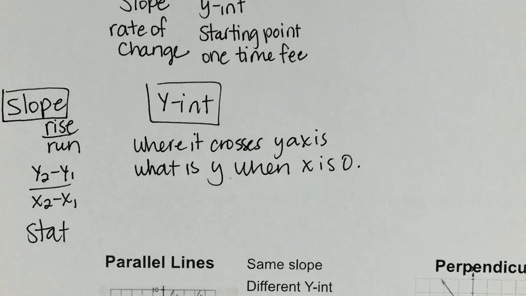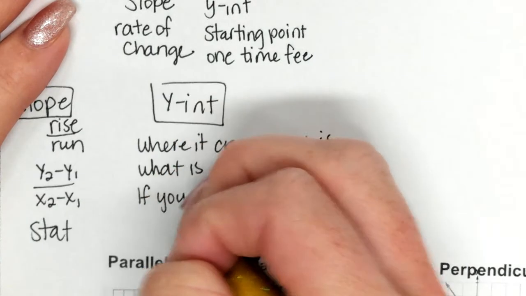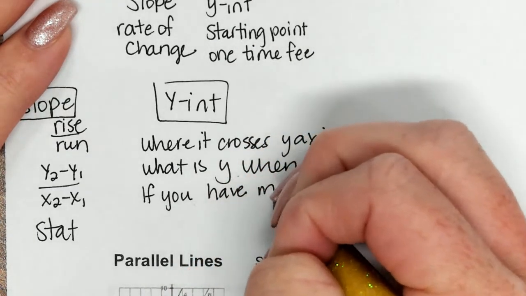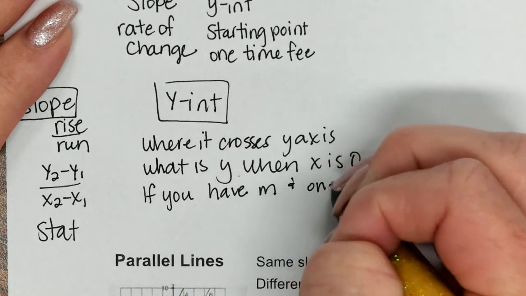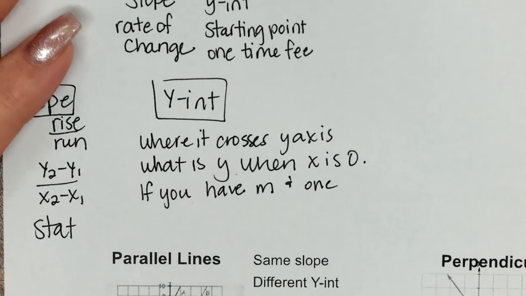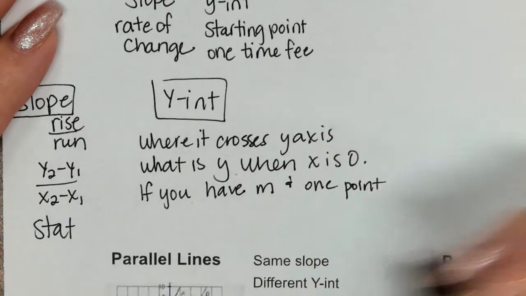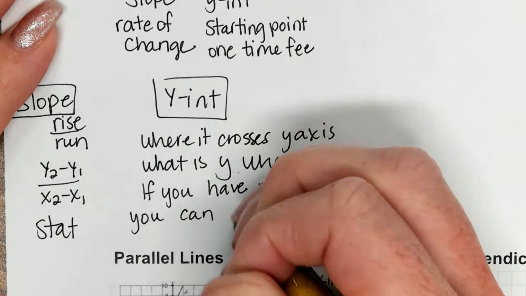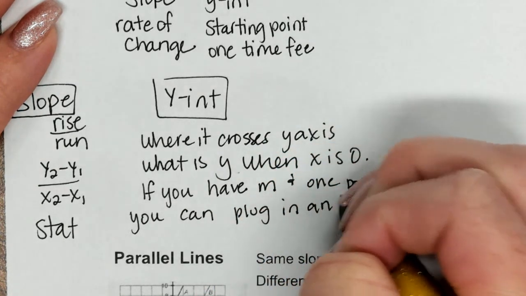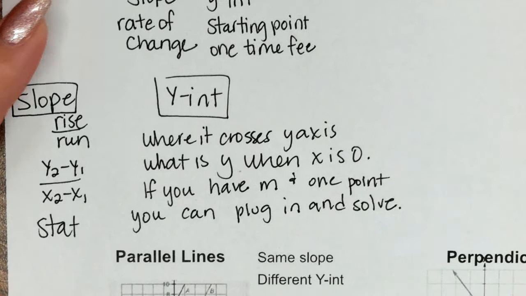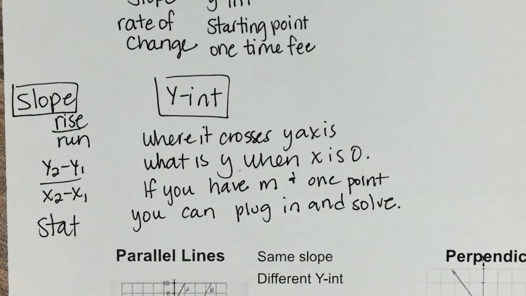And the last way that you can find the y-intercept, but you have to know the slope and 1 point. So if you know the m and 1 point, are y'all good with that, or do I need to write coordinate? Point. Okay, 1 point you can plug in and solve. If you have m, which is slope, and 1 point, you can plug in and solve.